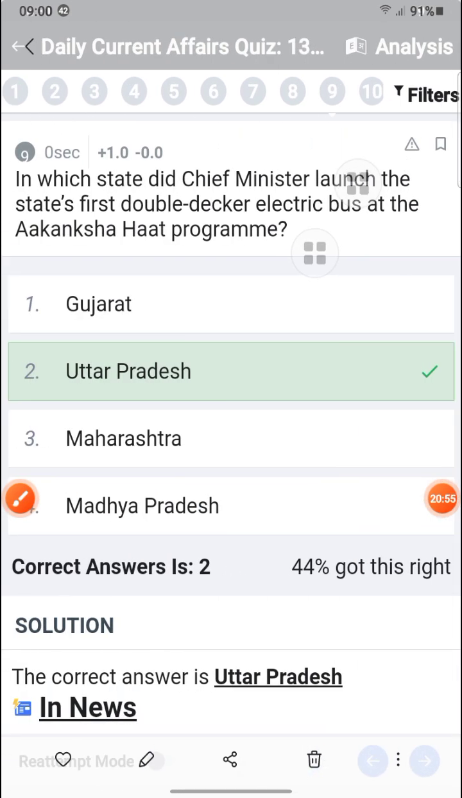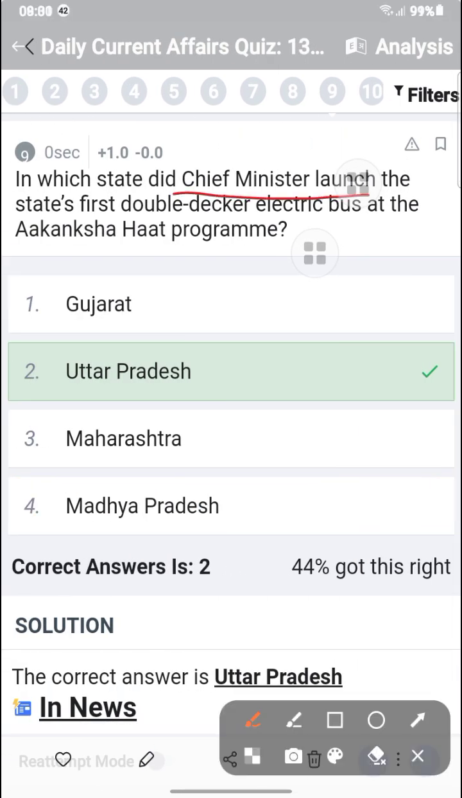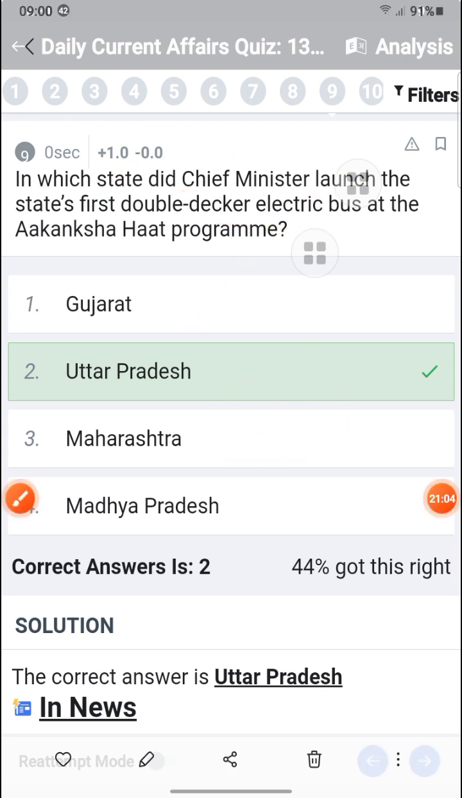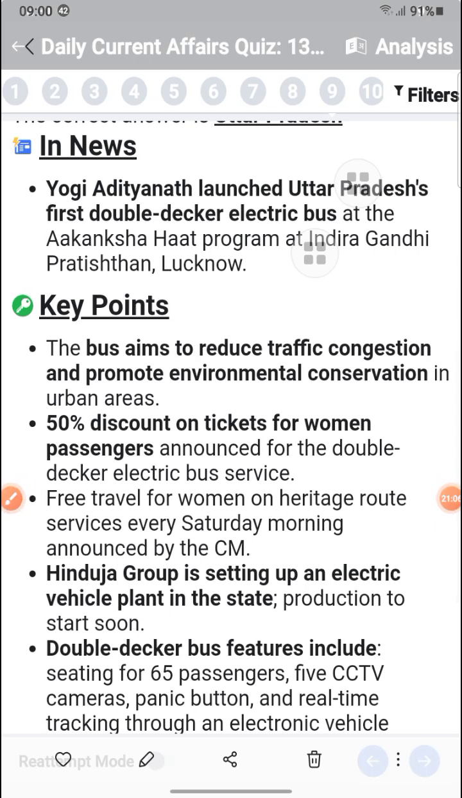Now, in which state did the Chief Minister launch the state's first double-decker electric bus? That was Uttar Pradesh. Yogi Adityanath launched the UP double-decker bus, which will reduce traffic congestion and promote environmental conservation, with a 50% discount on tickets for women. The Hinduja Group is setting up the electric vehicles.